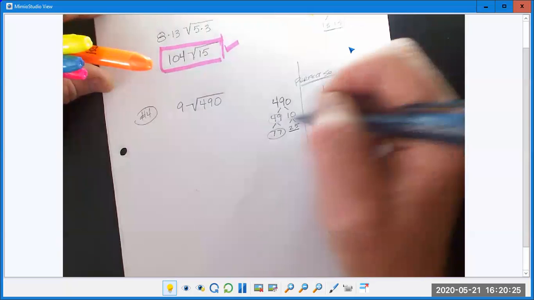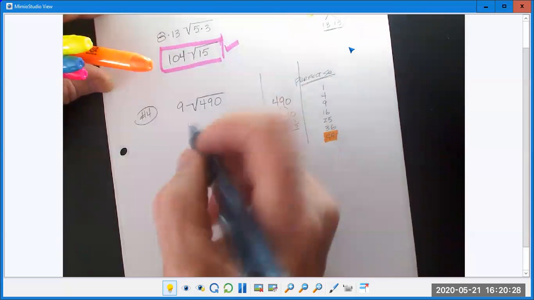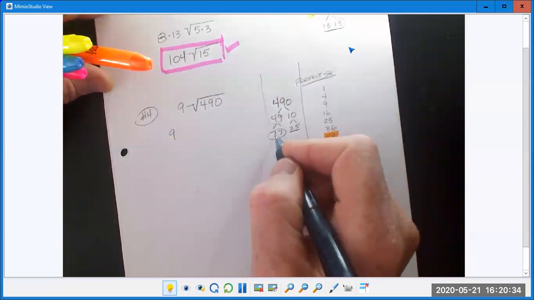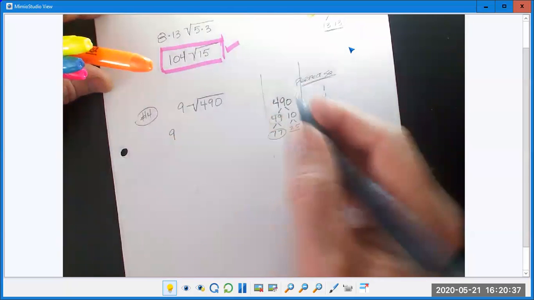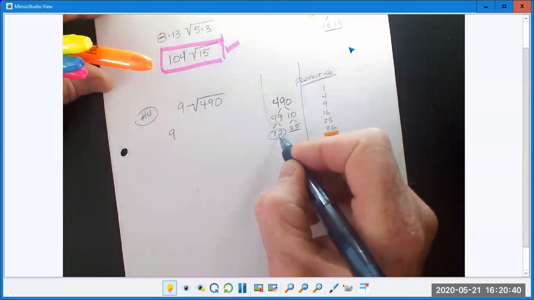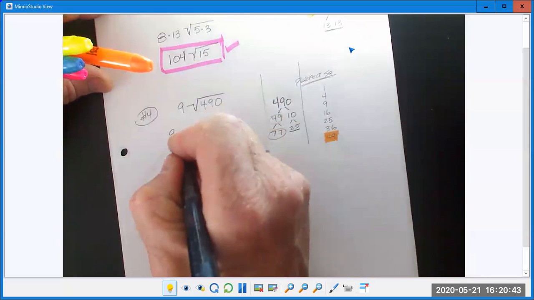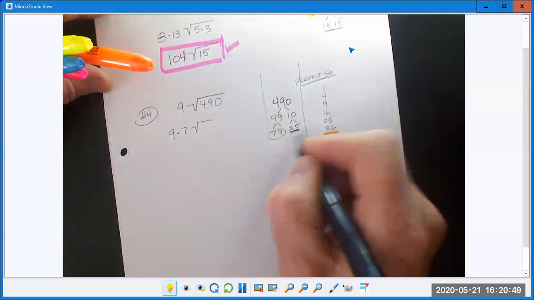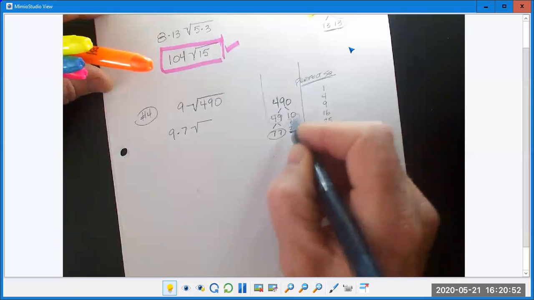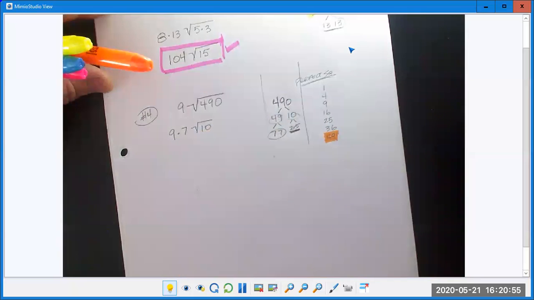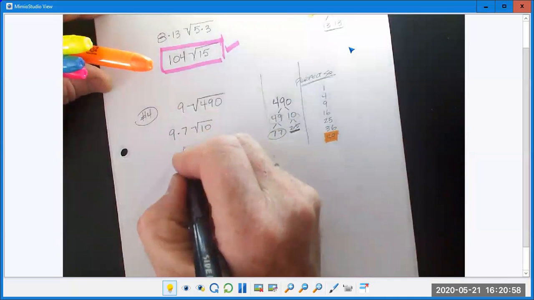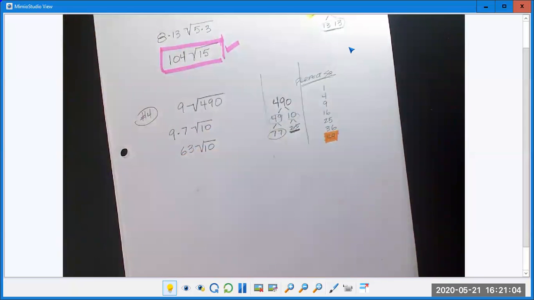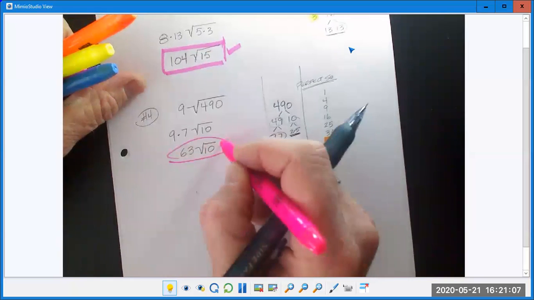Again, keeping my work organized, I have to remember I had a term outside of the radical when I started. It was a 9. When I factored my radical, I had a pair of 7s for 49, 7 times 7. So that comes out times 7. And what were we left with underneath my radical? 2 times 5. 2 times 5 is 10. So 9 times 7, 63, radical 10. And that's my final answer for number 4.